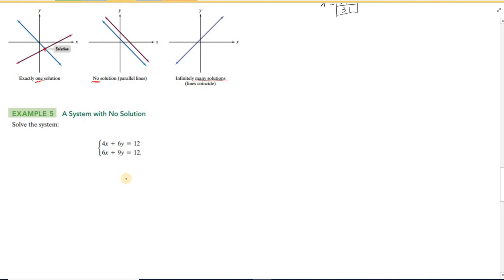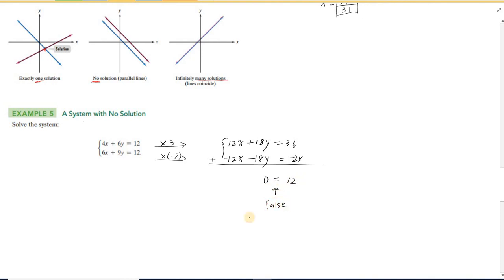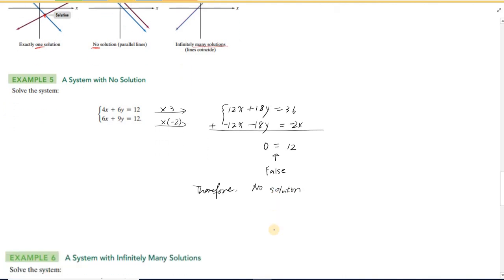So let's go ahead and look at example 5, a system with no solution. We're going to just go ahead and solve this. If you solve this by using the addition method, for example, I add those two together, I realize this side is going to become 0, then here we're going to have a 12. So this is always false, right? This is a false statement, which means there's no solution. Therefore, no solution for this system, because no matter what, you're going to get a false statement.